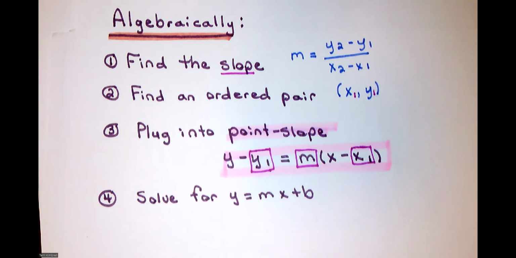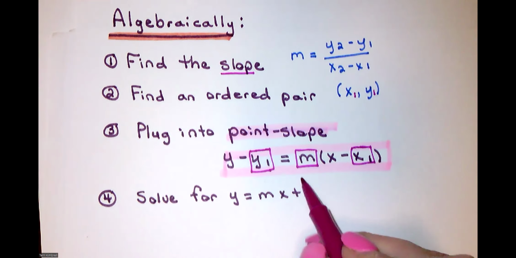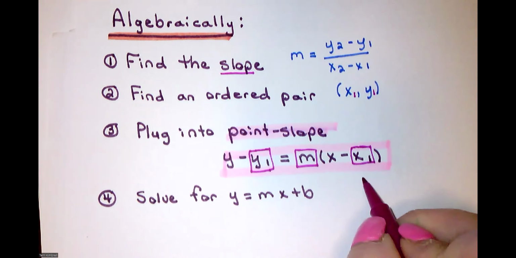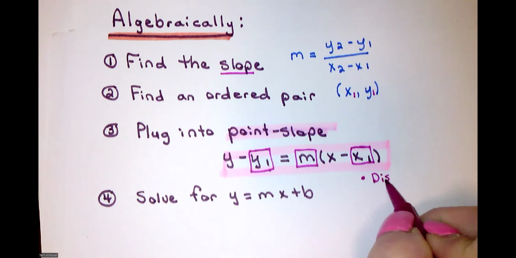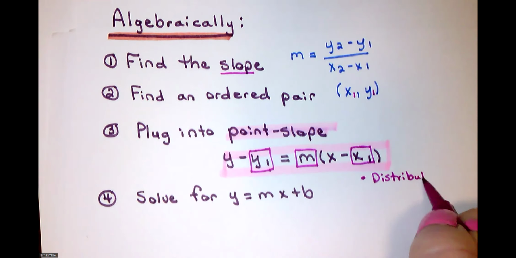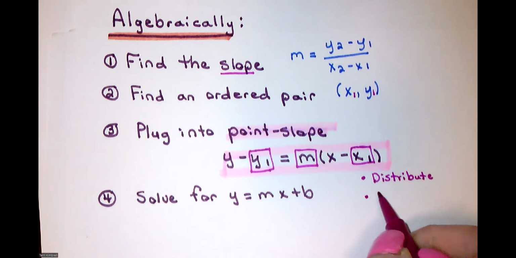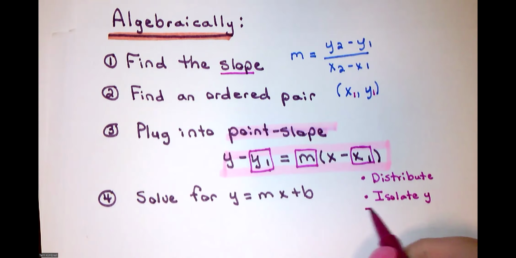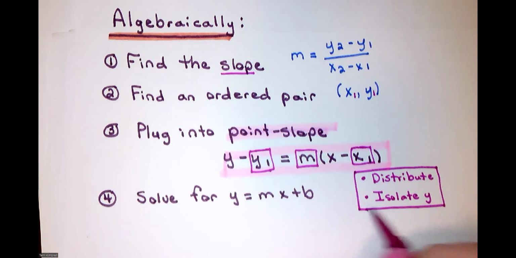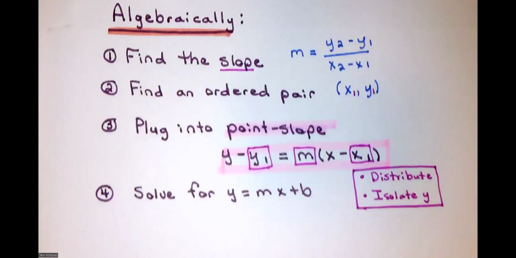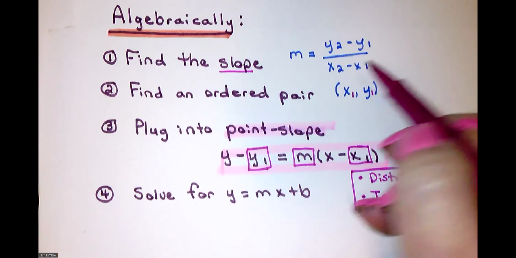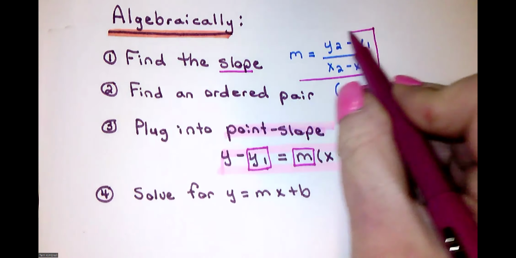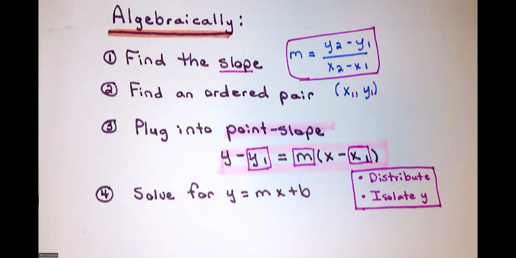So when you plug this into the point slope formula, after you have plugged it in, you're going to distribute. And then the last thing is you're going to isolate the Y, and you will be able to have that in Y equals mx plus b. So when we go through this problem in just a minute algebraically, we will call back up Desmos and check it. So have that called up as well.